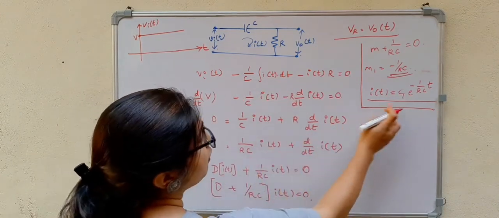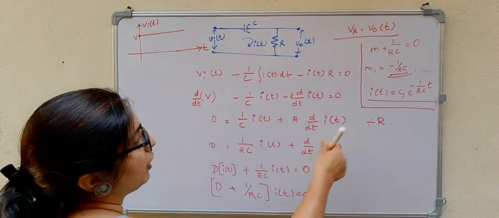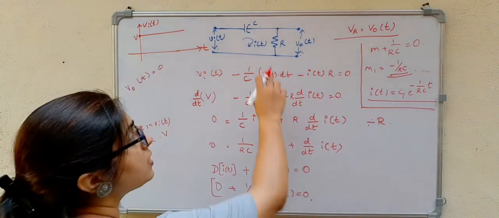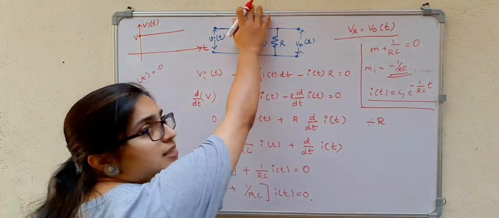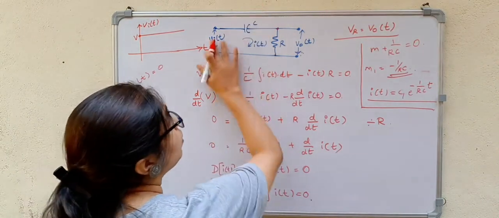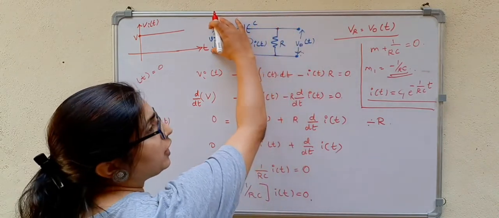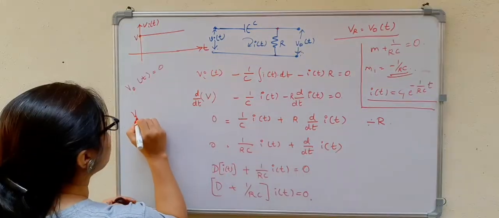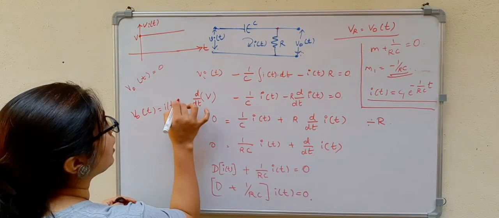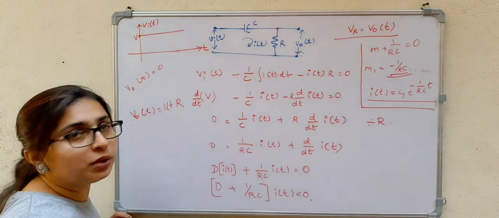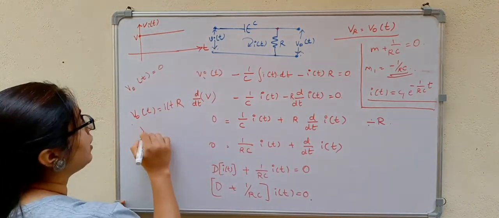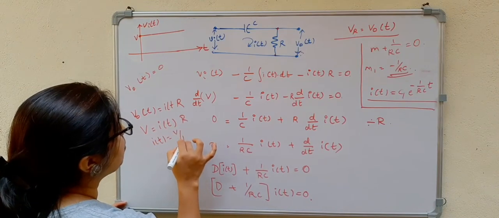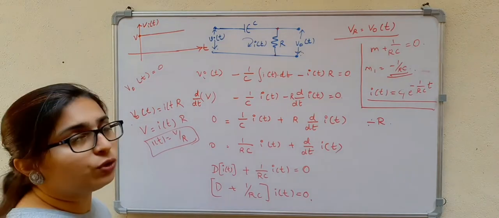Next, we will find out the value of C1. So at t is equal to 0, what happens? Since the capacitor is not charged at the initial time t is equal to 0, whatever the input is will appear across the output. So V0(t) is equal to i(t) into R, and you know that V0(t) is equal to the input, which is V. So V is equal to i(t) into R, so i(t) is equal to V divided by R. This is at t is equal to 0.